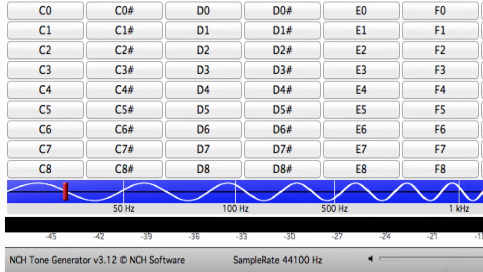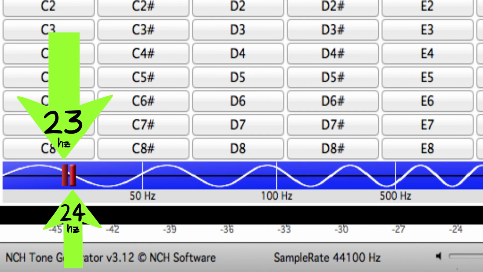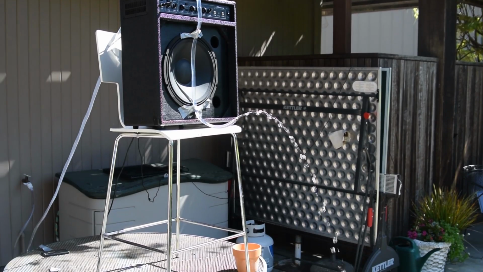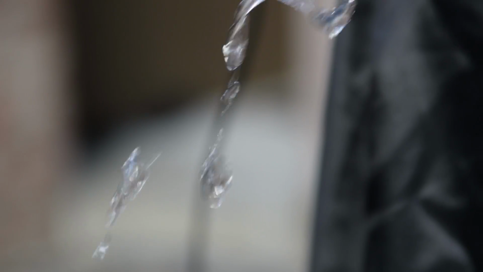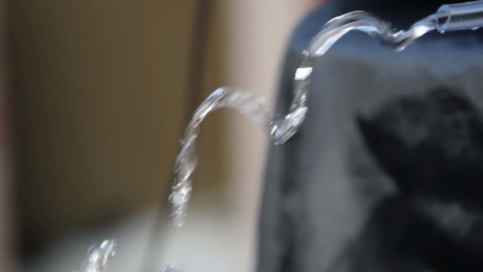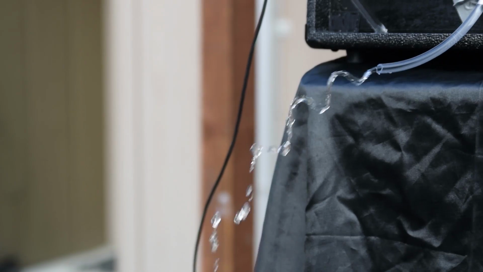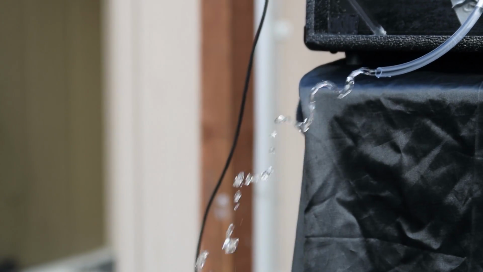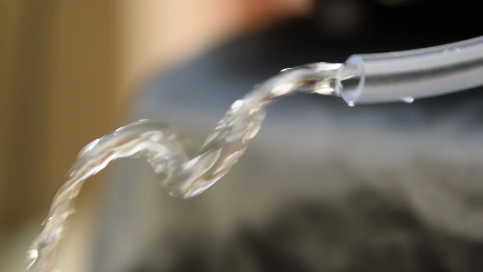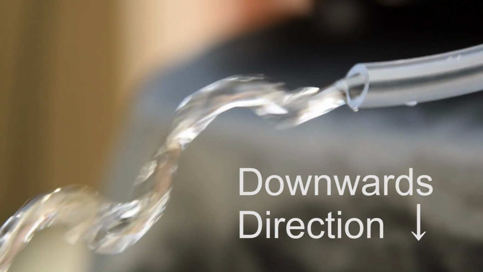23 hertz is lower than 24 hertz, and therefore is slower. So as the droplets fall, they are a tad bit slower than the camera's pictures. And because of this slight desynchronization, each frame seems to show the droplet not quite dropping as far as before, which makes them seem as if they're moving in an upwards formation. And it's the same idea for the 25 hertz one, except the water is dropping faster than the camera is taking pictures, so it's moving in a downwards direction.